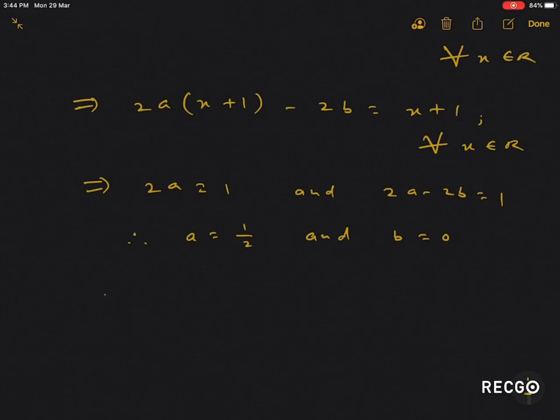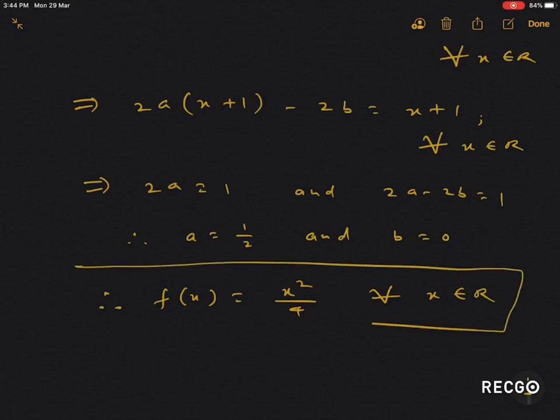Putting these values in the obtained expression of f of x, putting a is equal to 1 by 2, we are getting f of x is equal to x square by 4, and since b is 0, no need to write it, for all x belongs to R. So finally we got f of x is equal to x square by 4 for all x belongs to R. So this is our final expression.